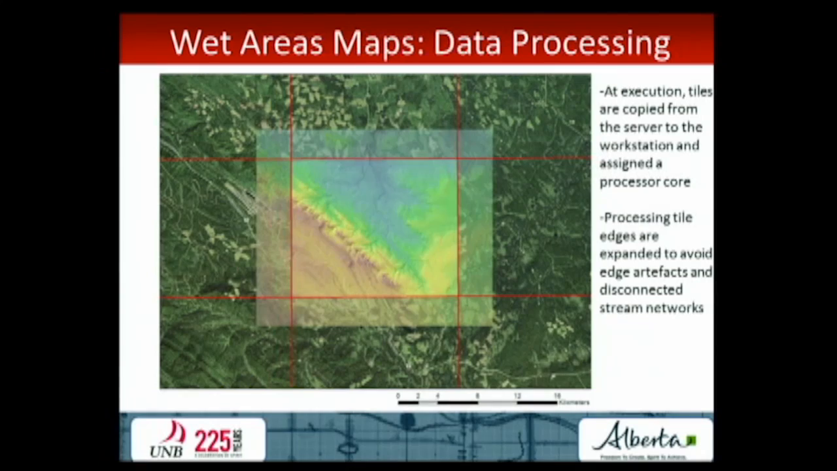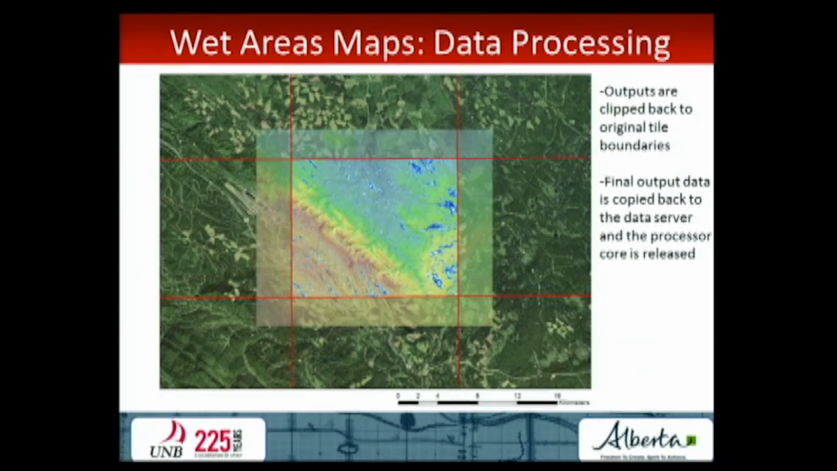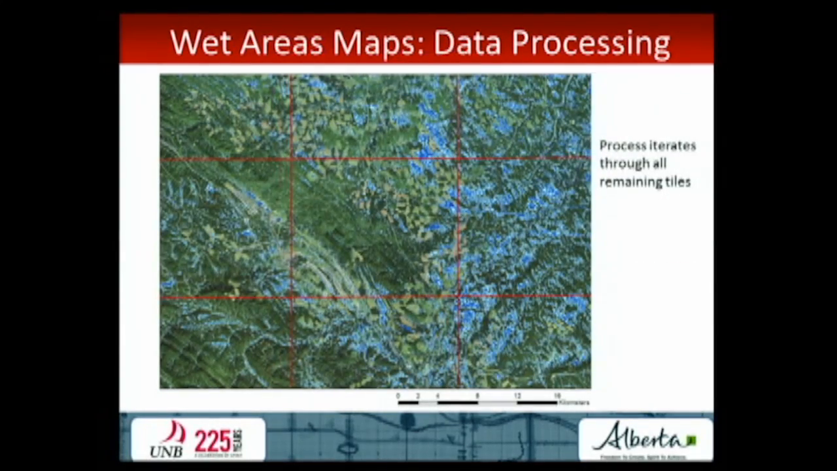If we process each tile as an individual island, we don't really have any idea of the contributing area outside of that particular LiDAR tile. So it's very important that we expand these edges. Once the processing is done, all outputs are clipped back to the original tile boundaries for both the predicted streams and the wet areas, and the final output is copied back to the server, the core is released, and we continue on to the next tile. This process continues as we iterate through all remaining tiles until the project is complete.